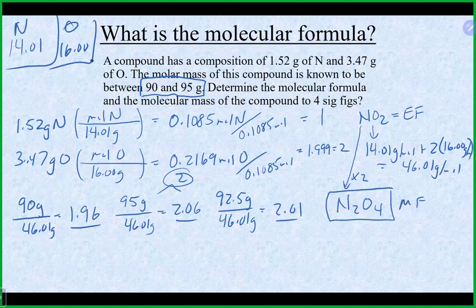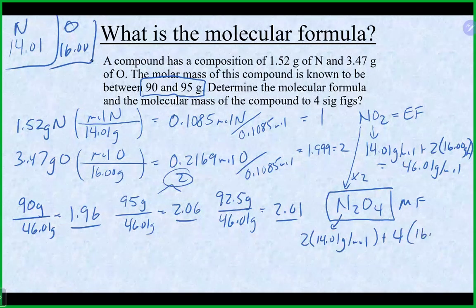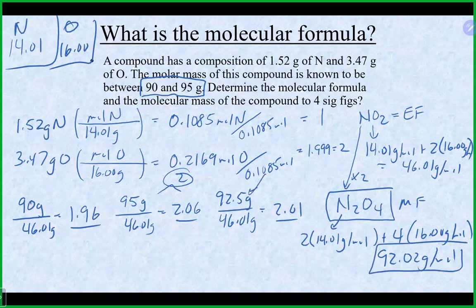And now that we do have the molecular formula, we could get the molar mass of it, which is 2 times 14.01, which was part of the question, I think, plus 4 times 16. And that's going to get us about 92.02 grams per mole, which is the middle-ish value that we took along the way. Any questions on any of those steps there?